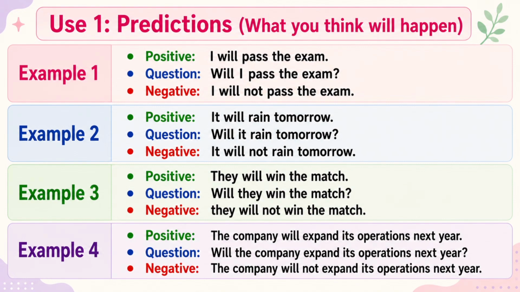Now the fourth example. The company will expand its operations next year. This is a prediction about the company's future. The question is, will the company expand its operations next year? The negative sentence is, the company will not expand its operations next year.